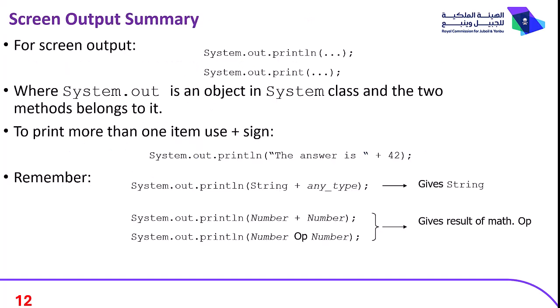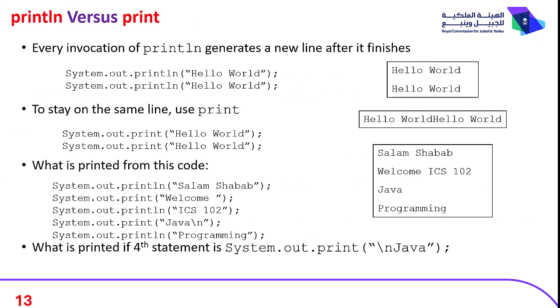Screen output summary. To recap, System.out is our primary output object. Use plus to concatenate strings with other data types. Adding 2 numbers results in a mathematical sum, while adding a string to a number results in a combined string. Println versus print. Remember that println always finishes with a new line. If you want to stay on the same line, stick with print. You can also use escape sequences like \n within a string to force a line break manually.